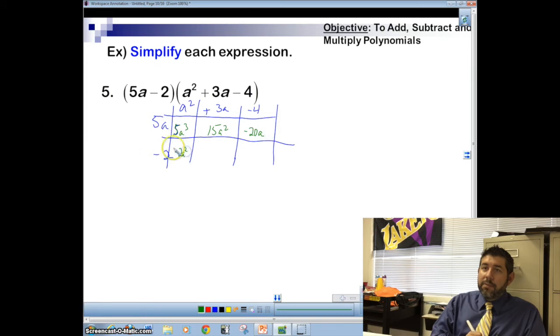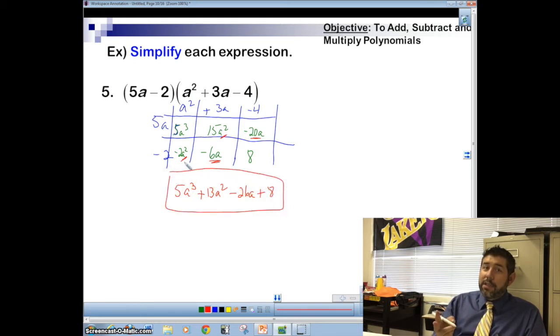If you're in biology, you might have seen something like a Punnett square. It kind of looks like that. Negative 6a, positive 8. And then we're going to take that first one, 5. We're just going to add like terms now, right? 5a cubed. These guys right here are like terms. Okay, so positive 13a squared. This is a like term with that one. 26a plus 8. There you go. That is our answer. See, not too hard.